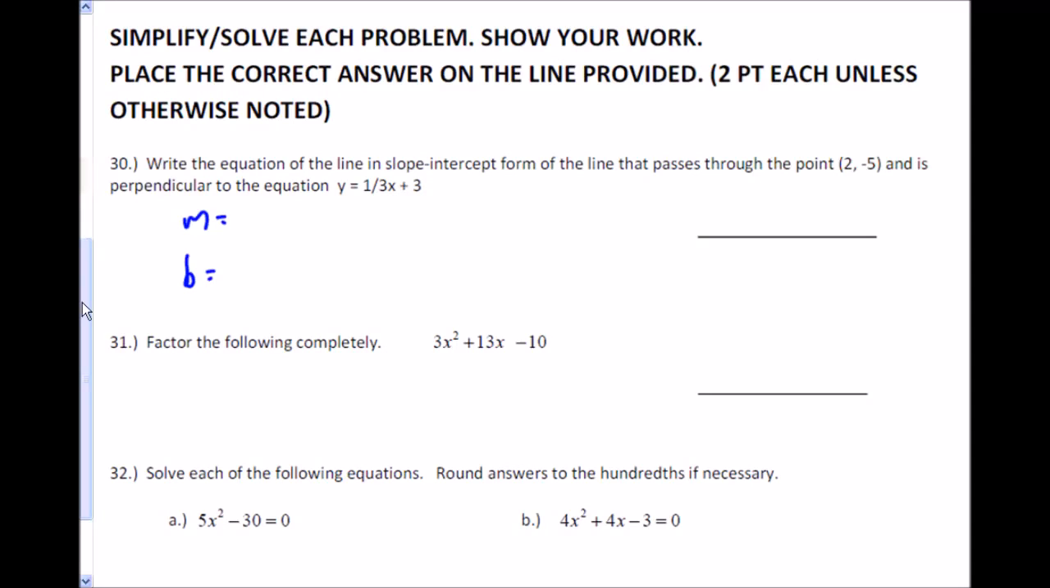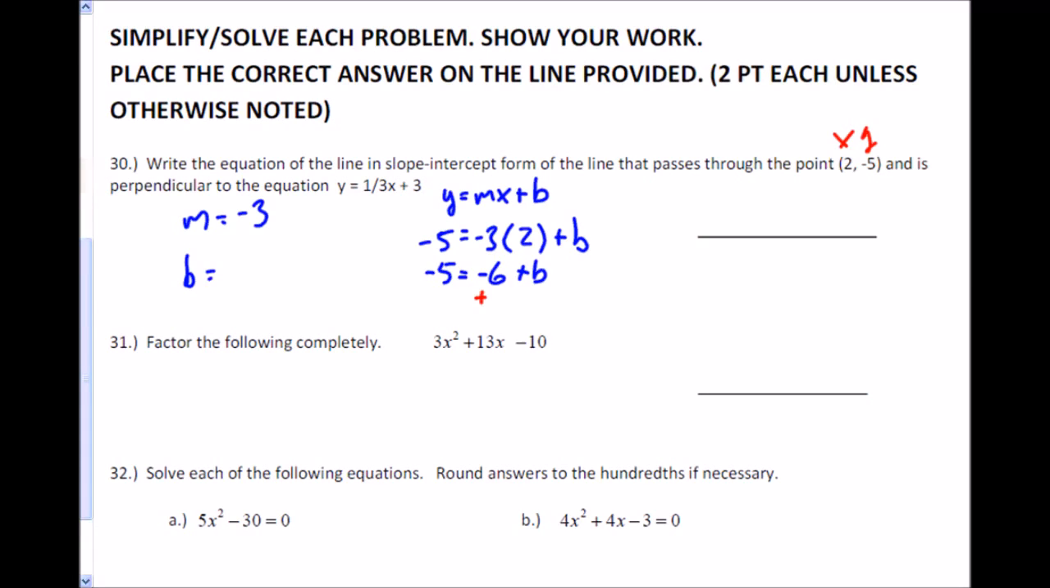Since we're perpendicular, the slope is the opposite reciprocal, which instead of a 1/3, it's going to be a -3/1, which is -3. And then I use a fresh y equals mx plus b. I need to solve for b, so I need an x and a y value, which is why they give me this ordered pair. So I plug the 2 in for x, the -5 in for y, and I simplify. That's going to be a -5 equals a -6 plus b.